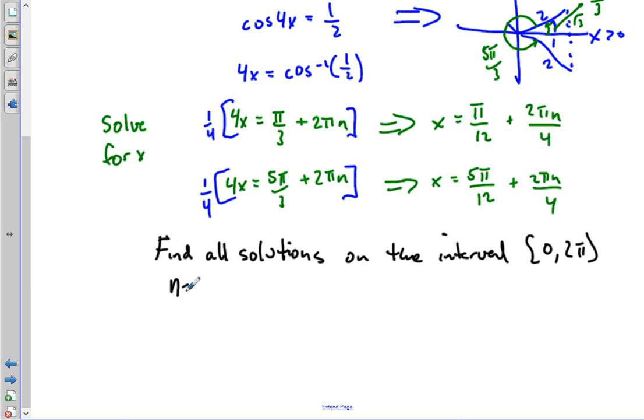So we're going to write this out, and we're going to have different values. We'll have n equaling 0, n equaling 1, n equaling 2, and we'll see how far we need to go. We'll just keep on going until we get to 2 pi. Now, what is 2 pi in this case?